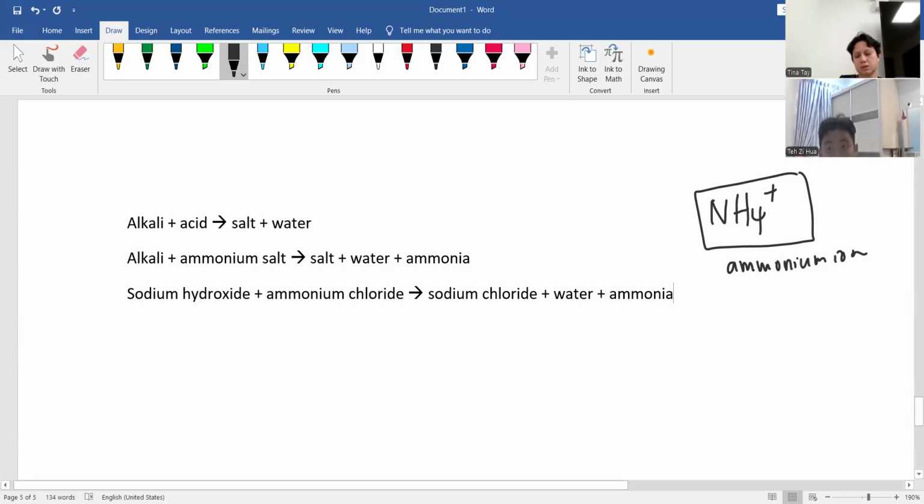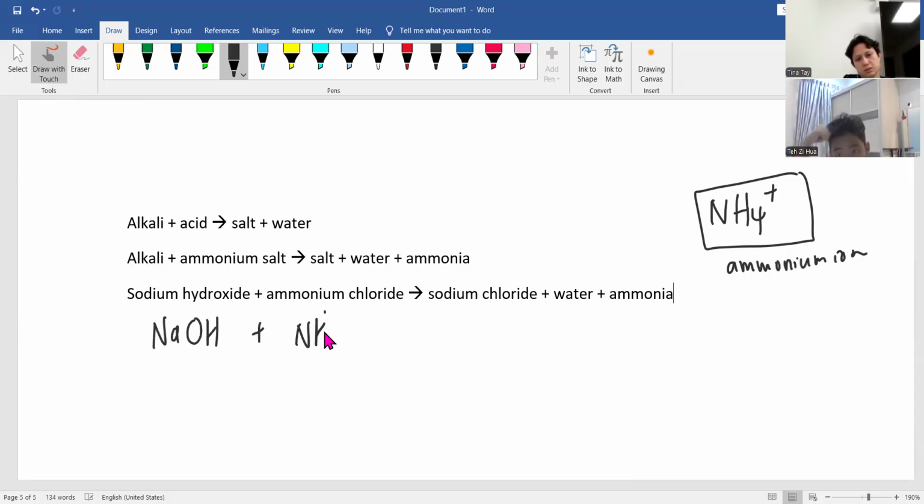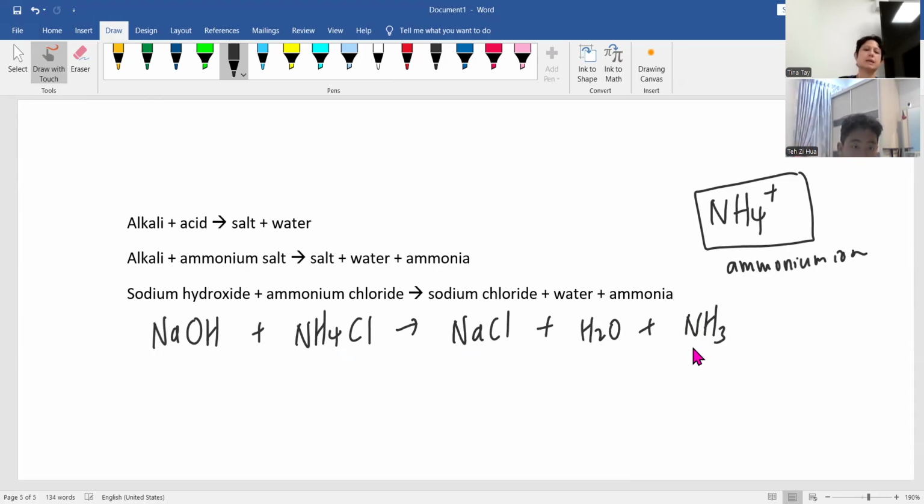Done. So, sodium hydroxide, NaOH, plus NH4Cl is NaCl plus NH3 plus H2O. Get it? Okay. So anything which gives ammonia gas, it'll come out.